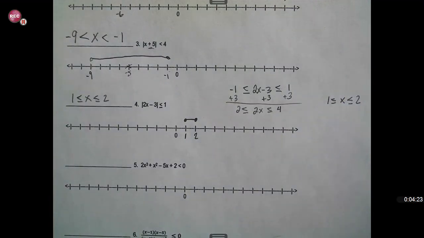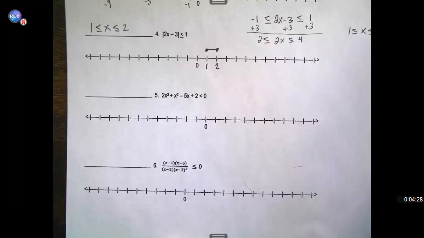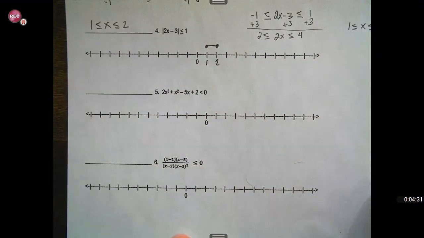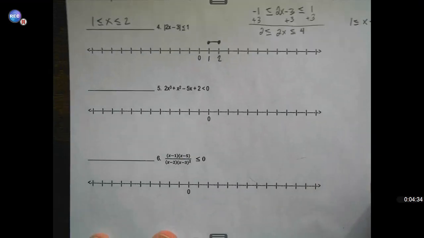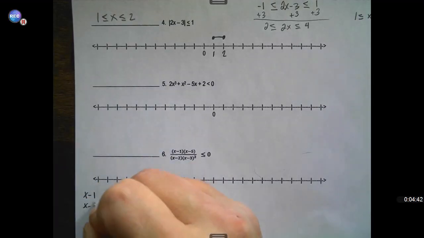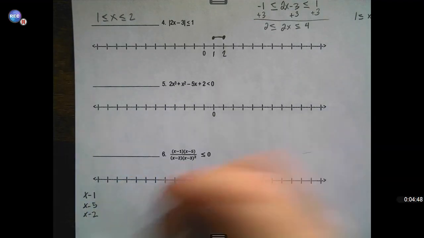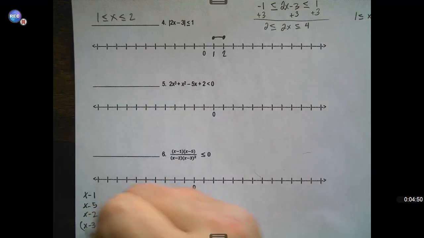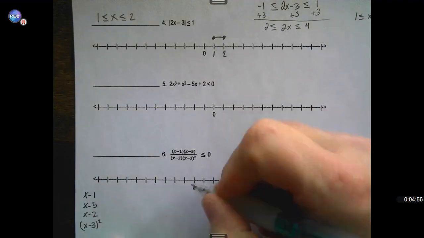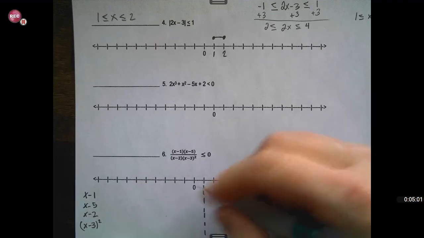Okay. The next two are polynomial inequalities, and I'm going to jump to number 6, and then we'll come back to number 5, because number 6 is already all factored for me. I just need to look at those factors. So I have x minus 1, x minus 5, x minus 2, and x minus 3, and that one's squared.